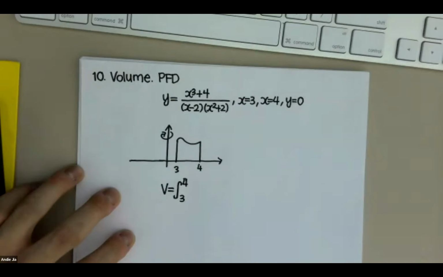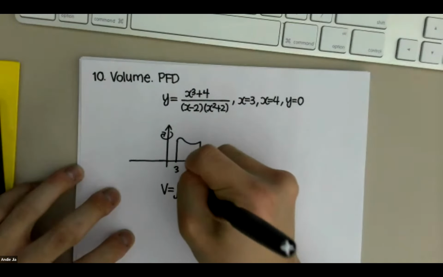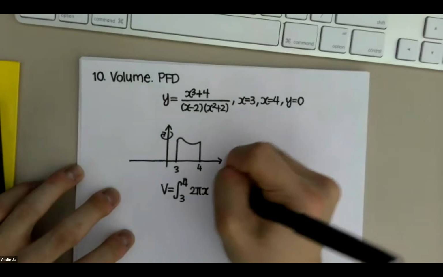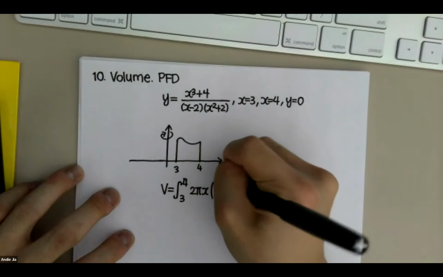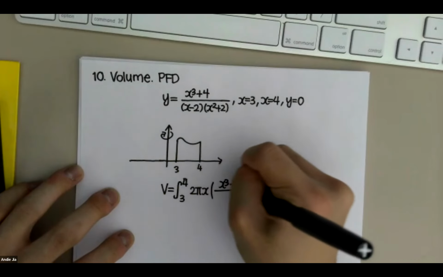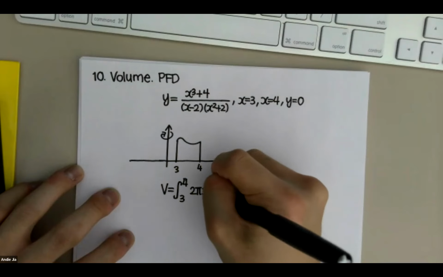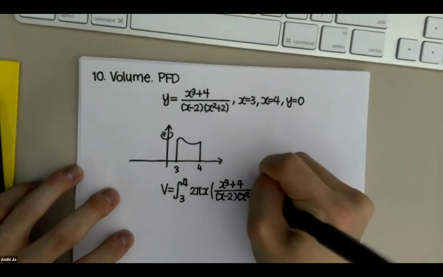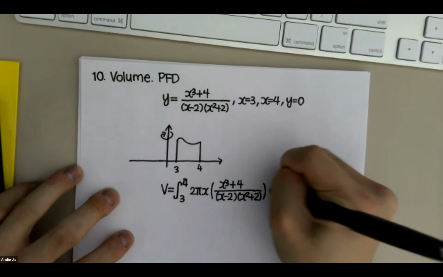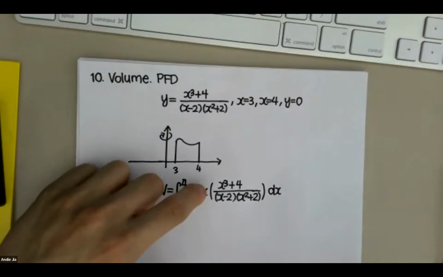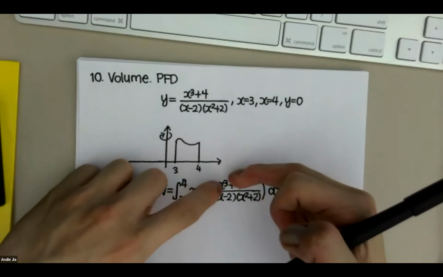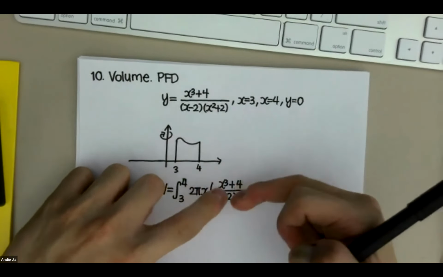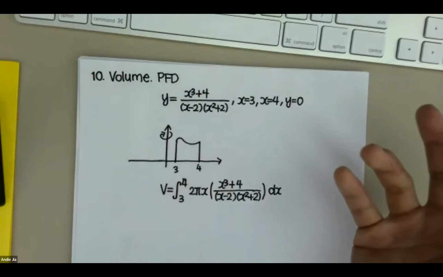Here's the region. It's going to be 2 pi x times this, x minus 2, x squared plus 2, then dx. Now if we multiply this out, the numerator would be to the power of 4. The denominator has a power of 3, and 4 is greater than 3, so we need to do long division.